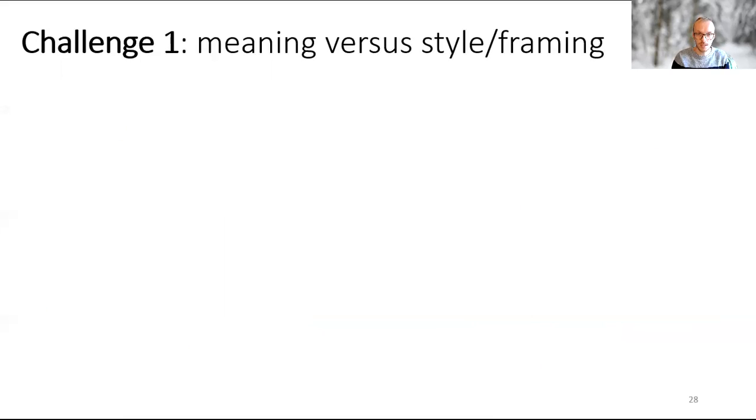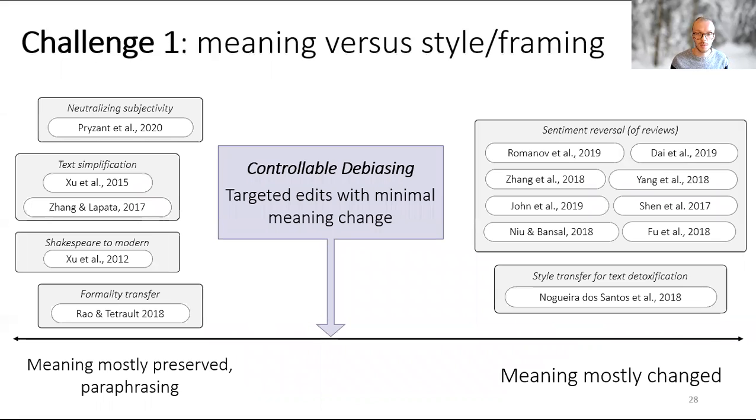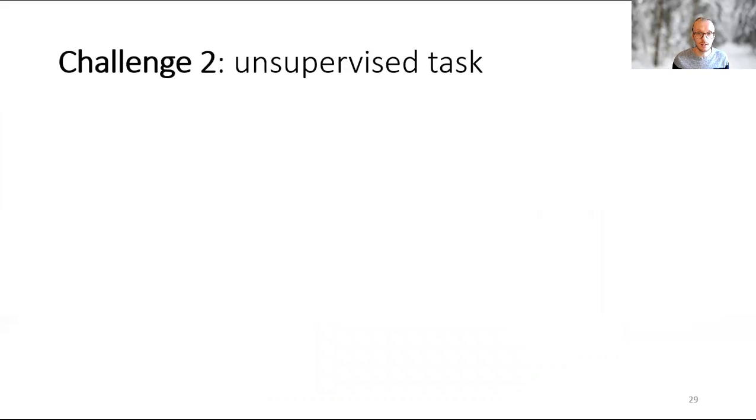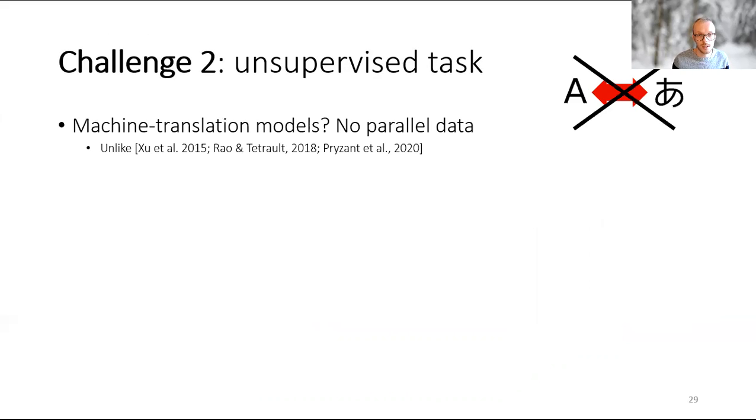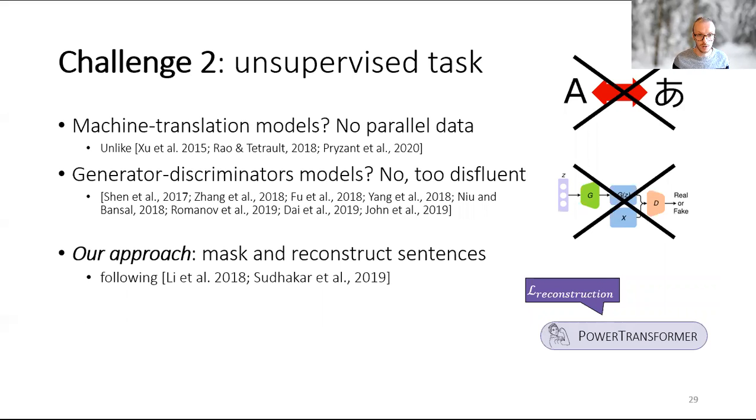There are two main challenges to doing this task. The first challenge is that we have to go beyond paraphrasing, because oftentimes the biases are baked into the actions characters take, not just their framing. On the other hand, we want to make minimal meaning changes to avoid going completely off topic, so we want to make targeted edits. The second challenge is that this is an unsupervised task, so machine translation style approaches won't really work because there's no parallel data. Additionally, models that combine generators and discriminators, kind of like GANs, are also not going to work because they usually lead to disfluent output. And so instead, we're going to use a mask and reconstruct approach.